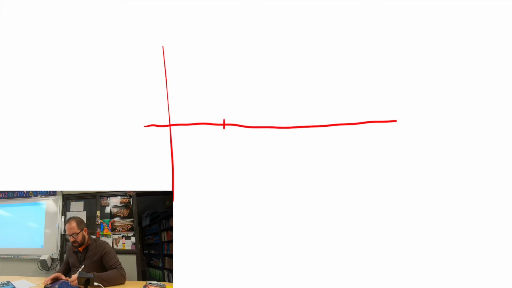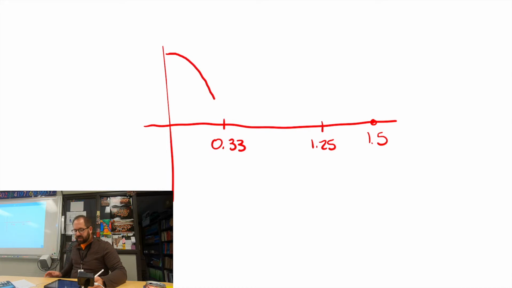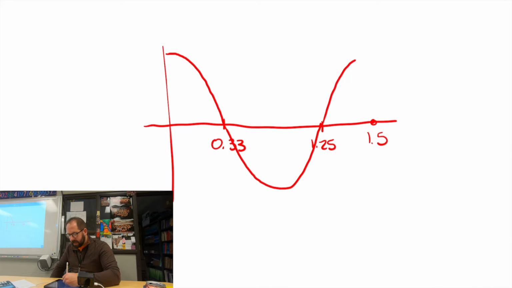So let's go to our next thing, and I'm going to start drawing this so we can see it. At 0.3 repeating, it hit 0. At 1.25, it came back to 0, and then we ended at about 1.5. So I'm going to draw a rough scale of this. We were at positive until it hit 0 at 1/3. Then it went negative for a while and came back to 0 at 1.25, and then it went back up again until about 1.5-ish, which is when I'm stopping.